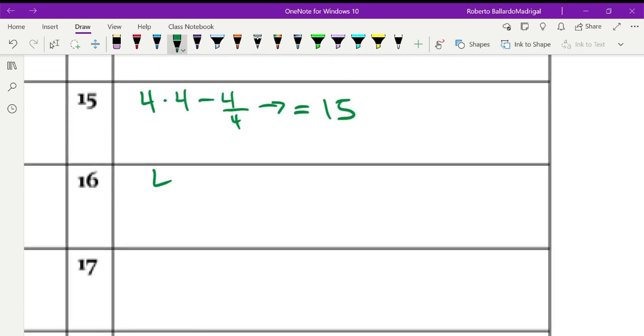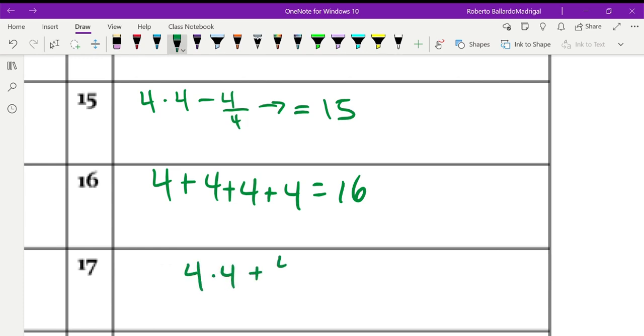16. I'll give you that one. 4 plus 4 plus 4 plus 4 is 16. 17 is an easy one. 4 times 4 plus 4 over 4. That's 17.